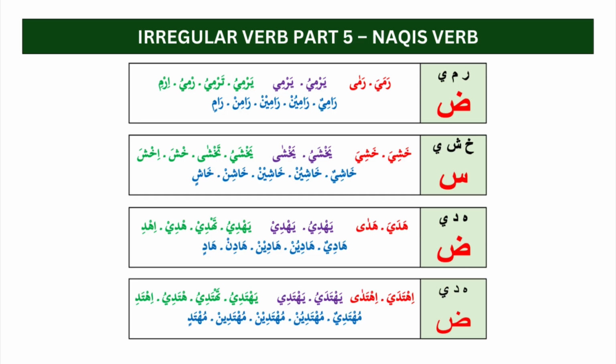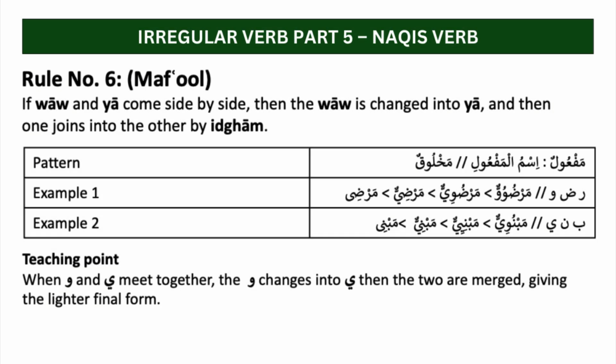So even in this derived form, the same principle remains. The weak final radical still causes visible change across the family. Next we begin with rule number 6, Maf'ul.